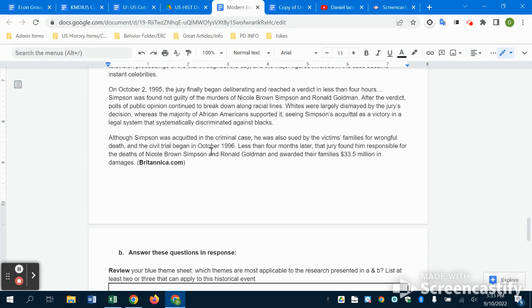Okay, so that can be confusing. One is a criminal case. That's through the state. He was found not guilty. Then the civil case, which is completely separate, he was found responsible for the deaths. I know it's confusing. It's just a strange anomaly of the American justice system.